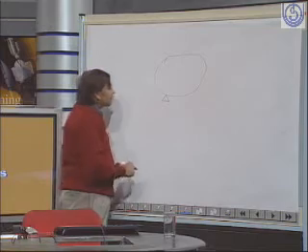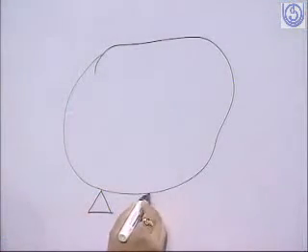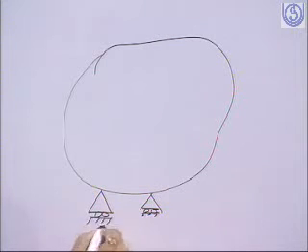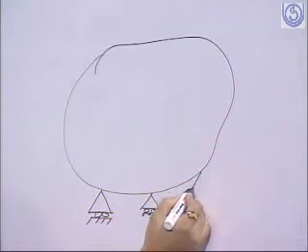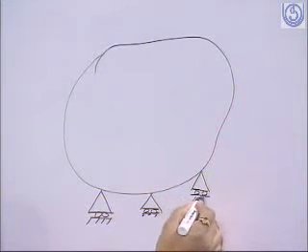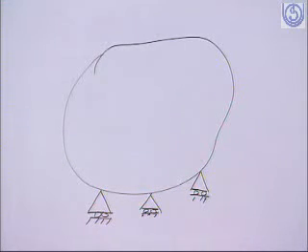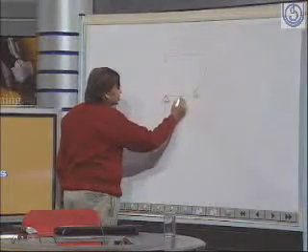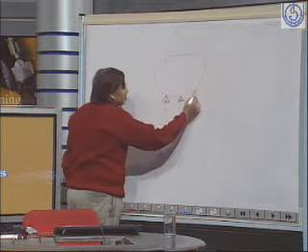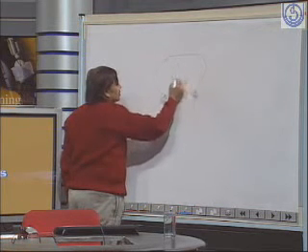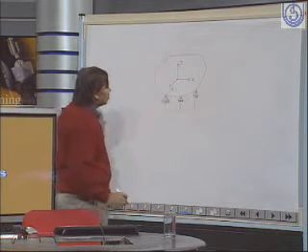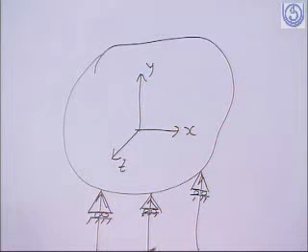So in 2 dimension, let us take this structure. So what is happening? It is giving a reaction. This is x, y and z. So in vertical direction only the reaction components are there.